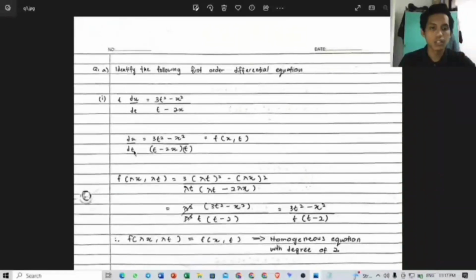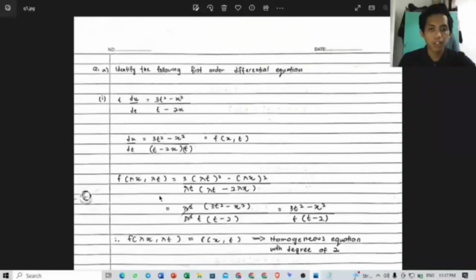just dx over dt, so the t we must put in the back. It will become multiply by 1 over t, so it will get this answer. So this answer is f(x,t). For this question we try to use the homogeneous method to identify the first order differential equation.